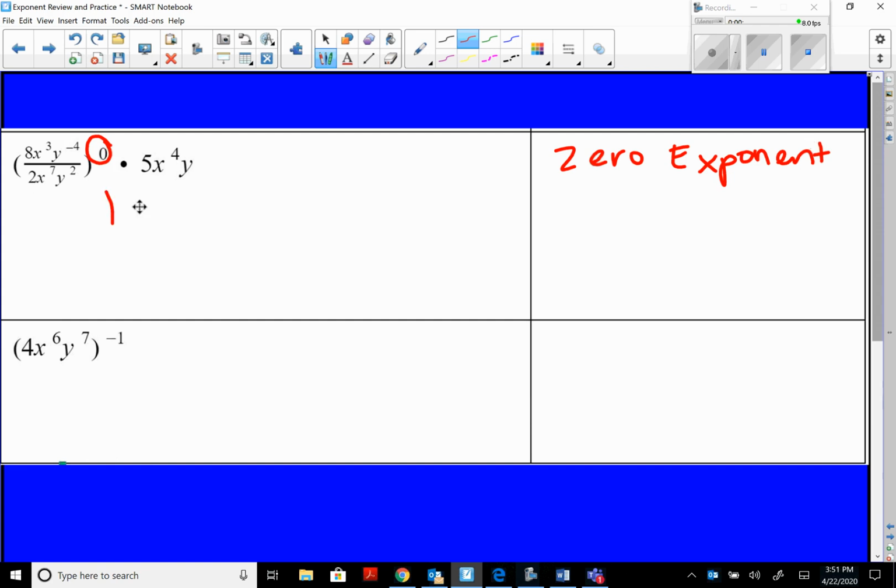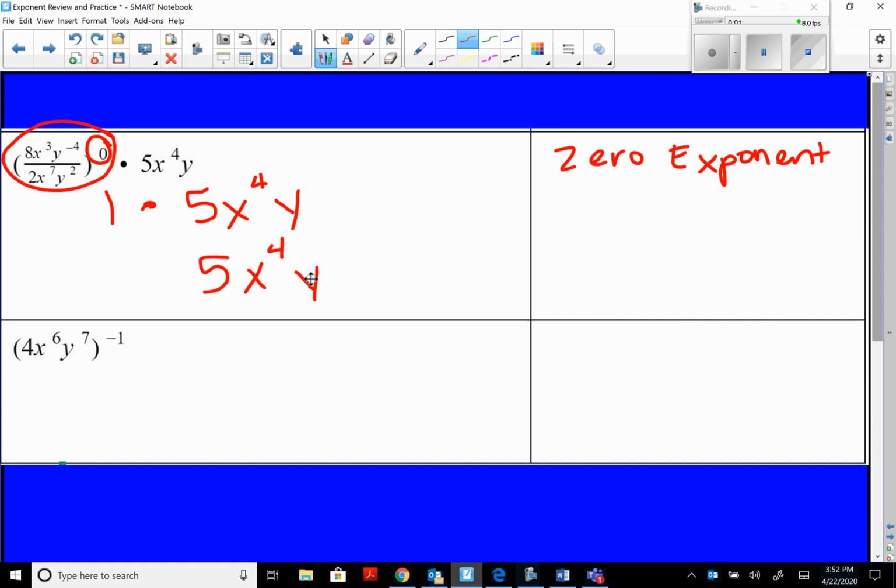So it's just 1 times 5x to the 4th y. This whole thing is just equal to 1. That's it. So I'm going to multiply that by 1, and I get 5x to the 4th y. There's nothing else I can simplify. There are no bases that are the same being multiplied, so I can't add. There's no division. So that's it. That's my answer. 5 times x to the 4th times y. So I only had to use one exponent property in that example.